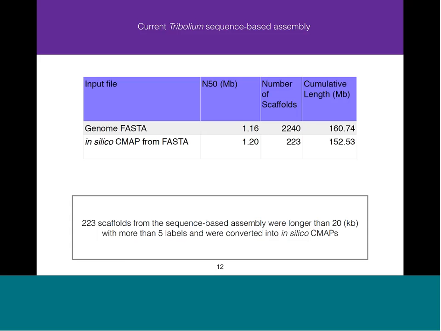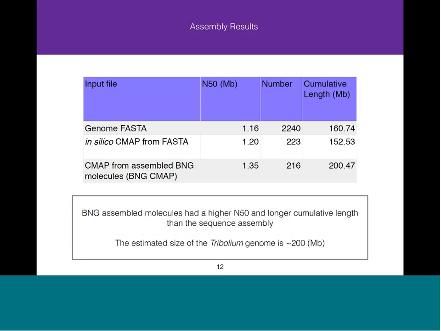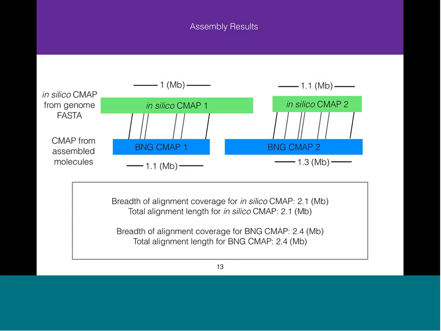Okay, so we use that in silico CMAP to guide our assembly of the BNG CMAP, and from that we produce an assembly with a higher N50. Our BNG CMAP N50 is 1.35 megabases, and it's got only 216 contigs and a cumulative length of 200 megabases, which is exactly the estimated genome size for Tribolium. Okay, so now we have a BNG CMAP and an in silico CMAP. So what we begin to do is generate XMaps to evaluate the relationship between these two assemblies.